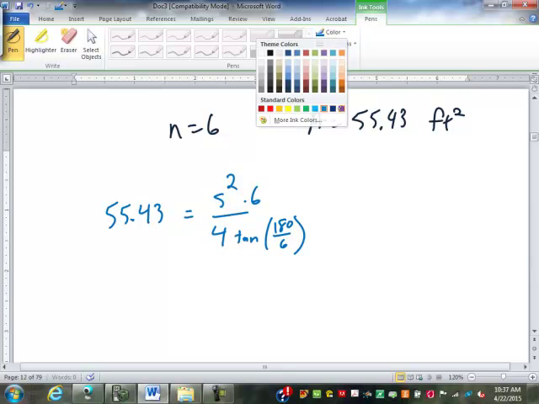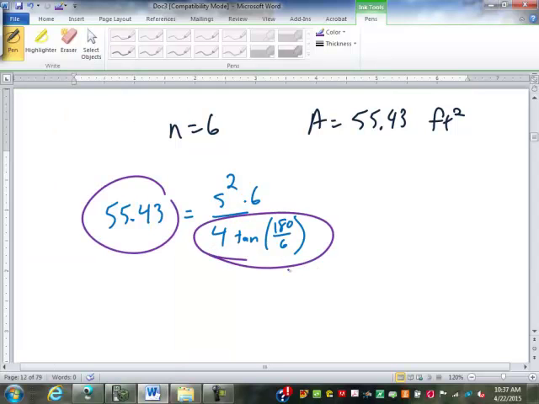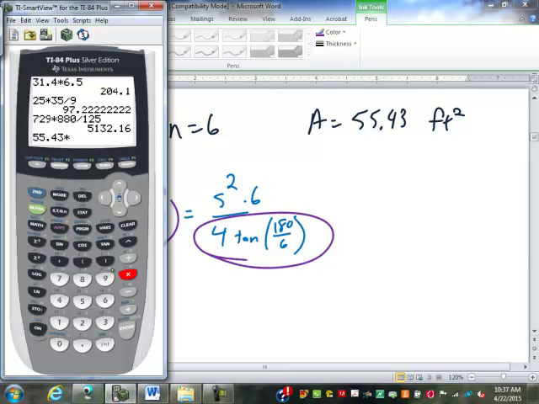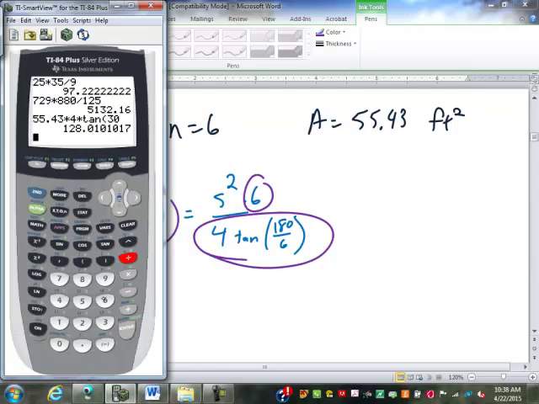So here's what we're going to do. We start out with the 55.43 and multiply by 4 times the tangent of 180 over 6, which is 4 times the tangent of 30. Then we divide by 6, because we've got the 6 here to divide by. That gives us 21.335. Now that's s squared.